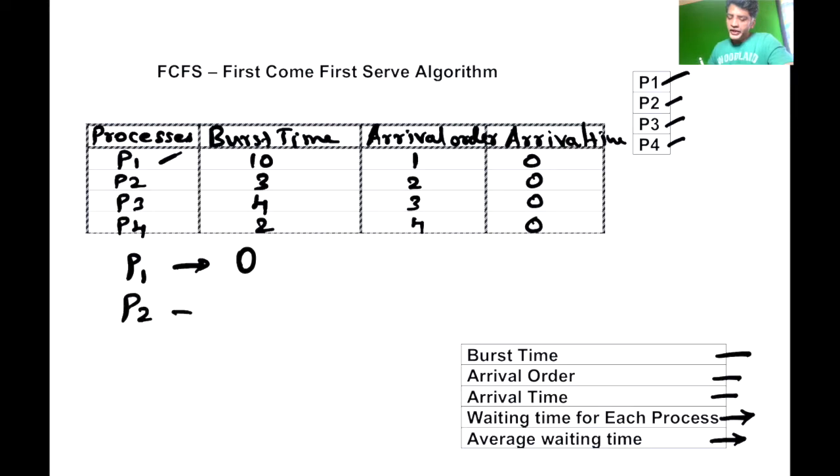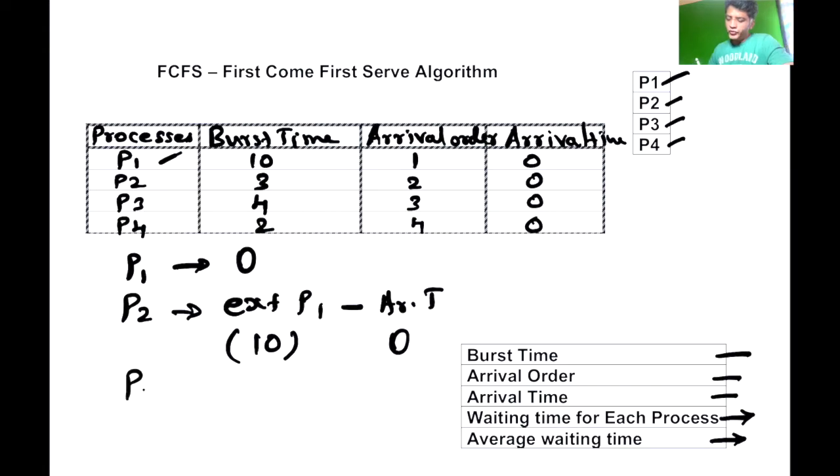Now P2's waiting time we need to calculate. P2's waiting time is the execution time of P1 minus the arrival time, right? P1's execution time is 10, arrival time is 0. So P2's waiting time is 10. Now we calculate P3's waiting time: P1's execution time plus P2's execution time, minus the arrival time. P1 plus P2's execution time is 13, and the arrival time is 0.